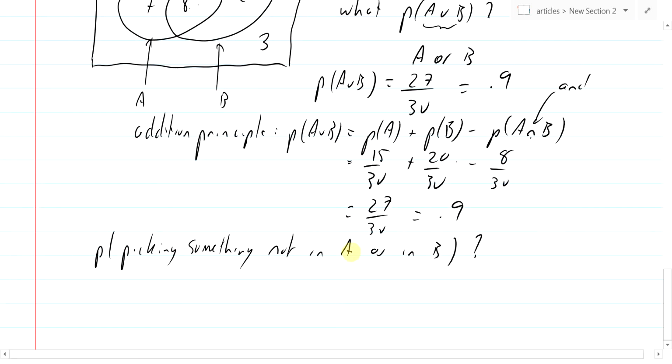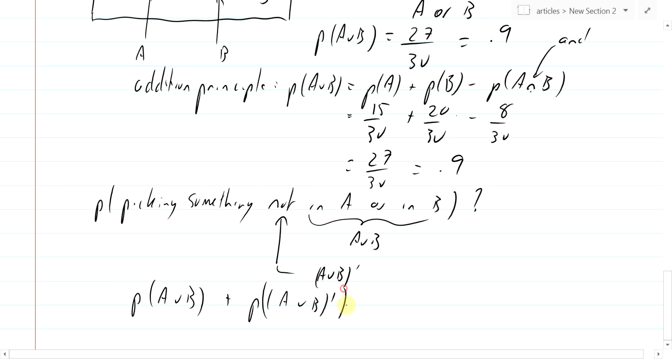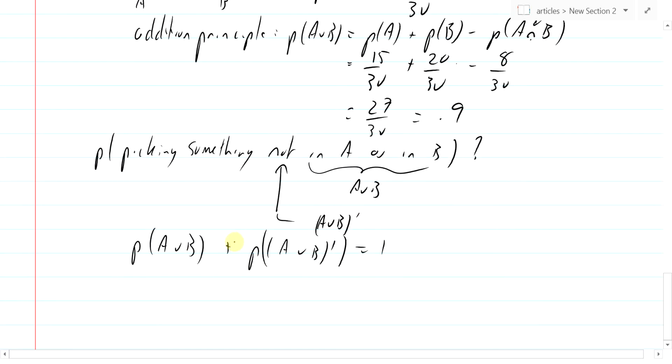Well, in A or in B, this is A union B. Not in A or B, the not means that I'm looking for the complement. So this is asking for the complement. What's the probability of picking something that's not in A or B? Well, we know that the probability of picking something in A or B plus the probability of picking something in the complement of A or B equals 1. The probability of something plus the probability of its complement has to be 1. We know this is 27 over 30. We don't know what this is, or at least we're pretending we don't know what this is.